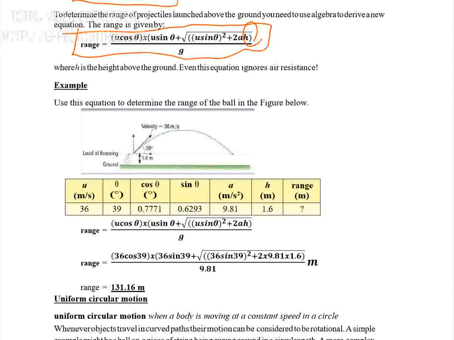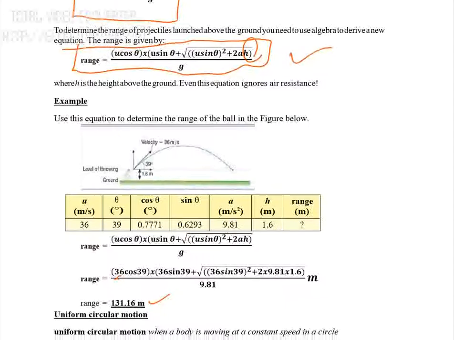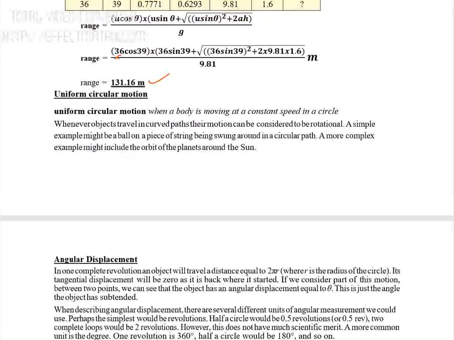Therefore, u is how much? 36. We can substitute 36 cos 39 and 36 in the place of u, and sine of 39 plus radical of 36 sine theta the whole square plus 2 times 9.81, and the height is how much? 1.6 meter. And finally you get the range of such a value. Therefore, if the object is launched from some height from the ground, you must use this equation, and if it is launched from the ground, you must use the previous range equations.